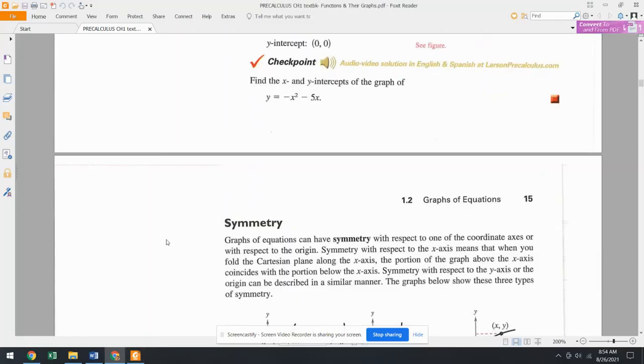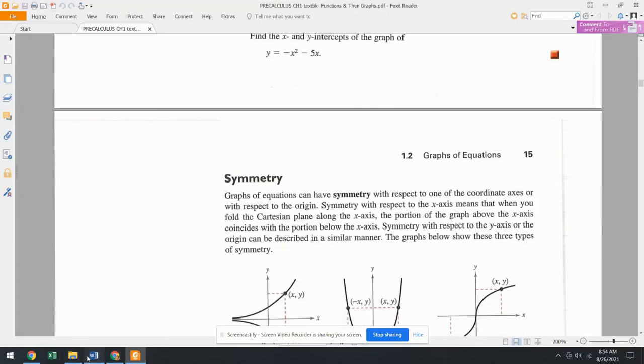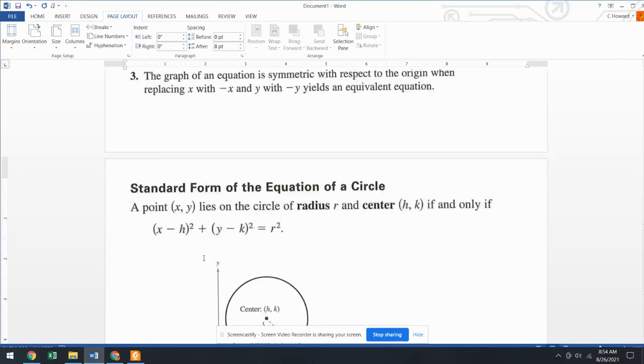All right. And the last topic that I want to touch on for this chapter is, that's in your textbook, circles.